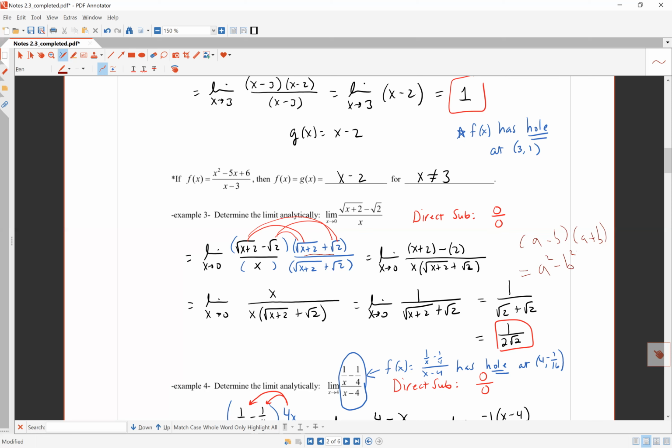But once again, the original function, we're taking the limit as x goes to 0 of the square root of x plus 2 minus the square root of 2, over x. That original function is not defined at 0, but taking the limit of the original function is equivalent to taking the limit of this one, after, of course, we do some algebraic trick.